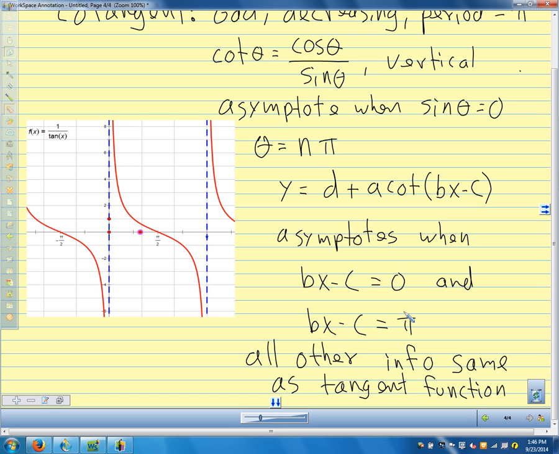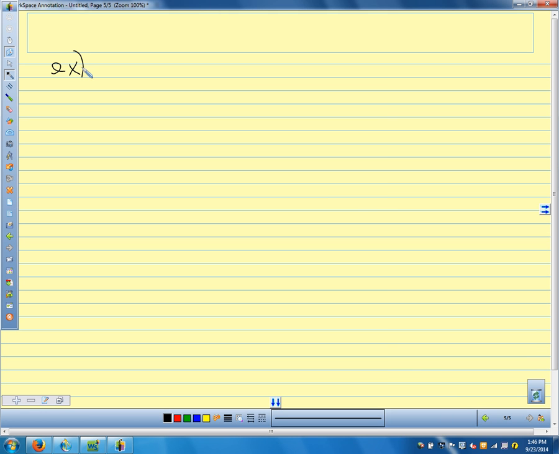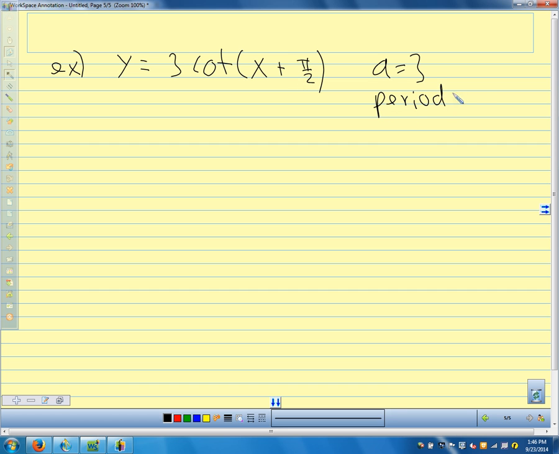Okay, I just want to do one graph, one sketch of a cotangent function, and then we'll be set. So we're going to sketch y equals 3 cotangent of x plus pi over 2. Well, this one, our A is 3, so we get a vertical stretch of 3. We don't have anything in front of the x, so I don't have to worry about factoring anything out of our parentheses here. So our period equals pi, and we get a shift left by pi over 2.